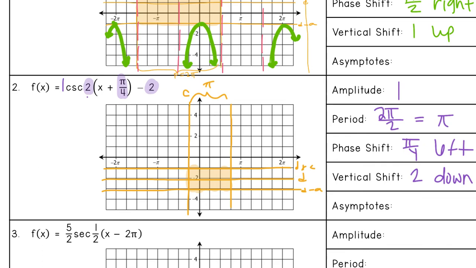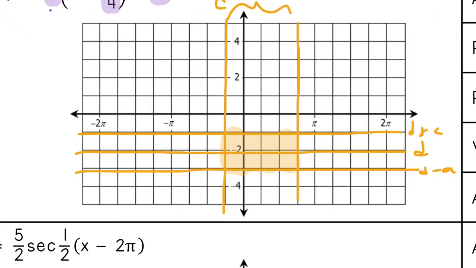So starting with the asymptotes, let's do that first. I know that for cosecant, it begins with an asymptote, it ends with an asymptote, and it also has one right in the middle. So it looks like every 2 squares is going to be an asymptote. So I'm just going to go ahead and draw them all in. So this one has a lot. It's a shorter period, so a lot more breaks.